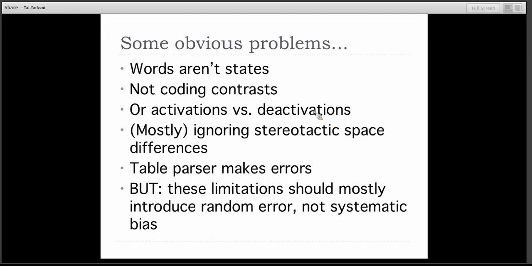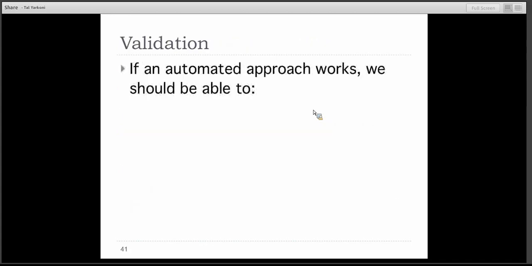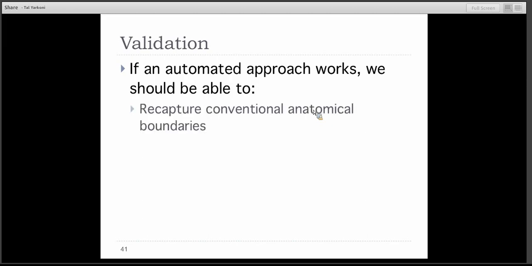So in the remaining time, I'll show you some of the results and applications and what you can do with some of this data. So the first obvious question, I think, is if an automated approach works, then we should be able to do a couple things. Number one, we should be able to recapture conventional anatomical boundaries, which is to say, this approach should be able to tell you where the amygdala is, right?